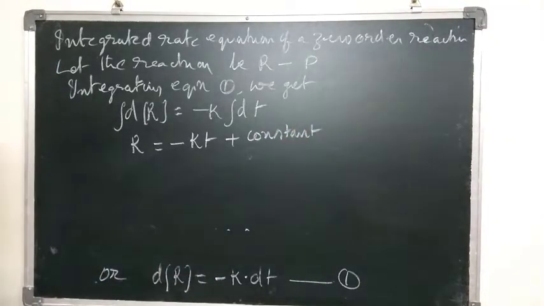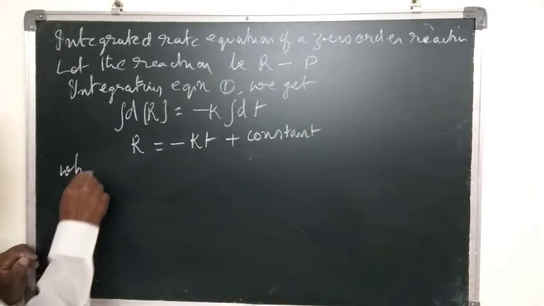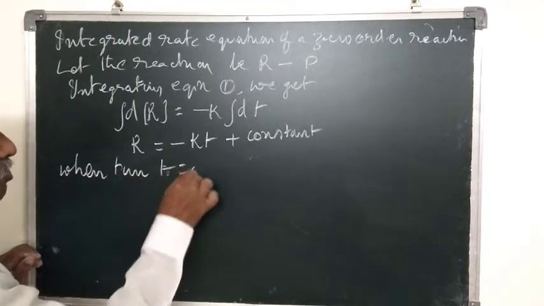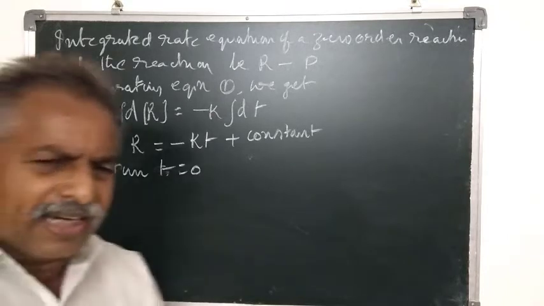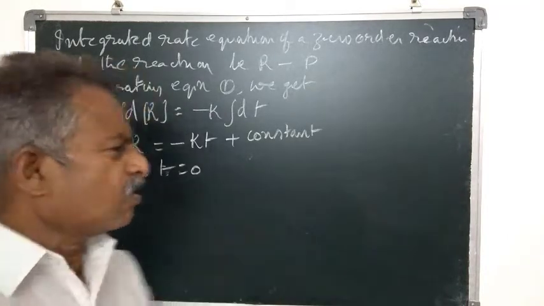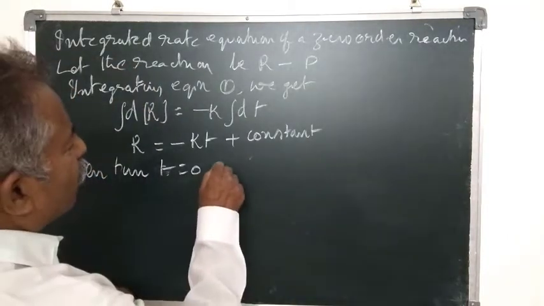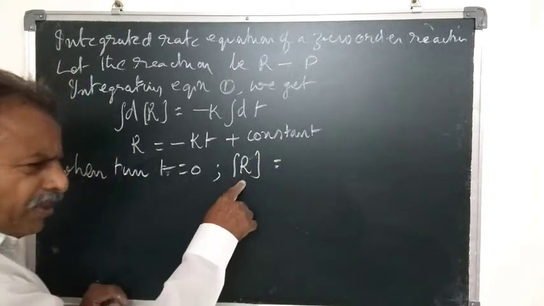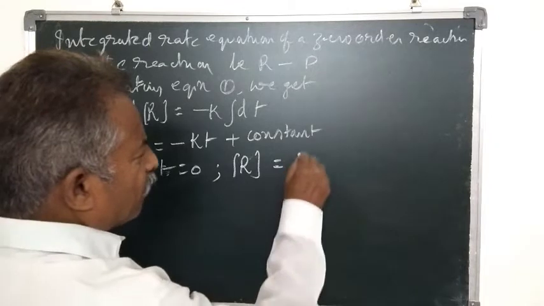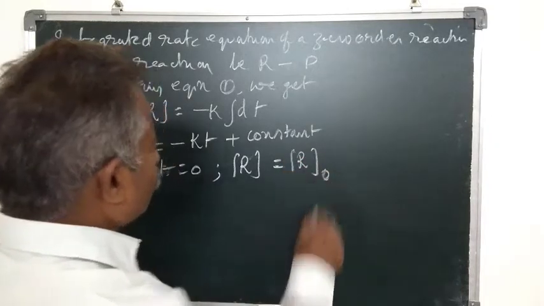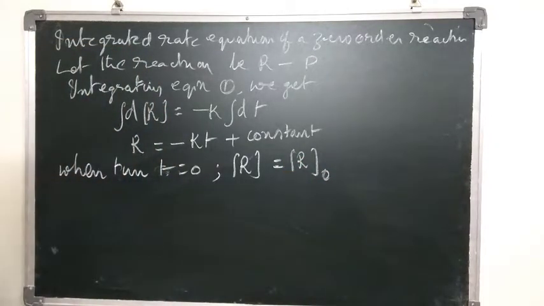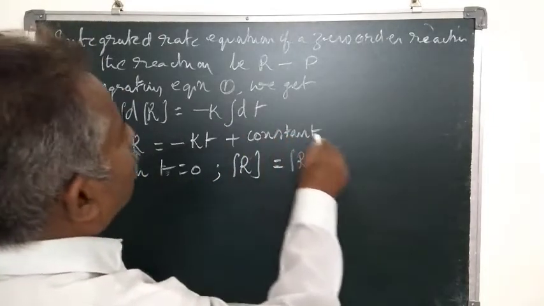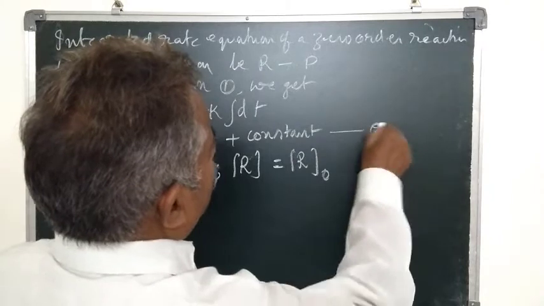Minus kt plus constant. When time t equal to 0, it means the reaction is just started or about to start. So at time t equal to 0, R is nothing but the initial concentration of reactant, which is R0. Right? So keep this, this is number 2 equation.